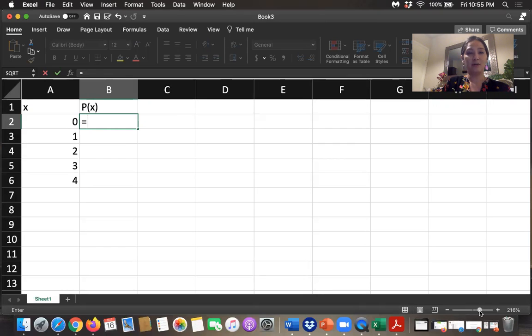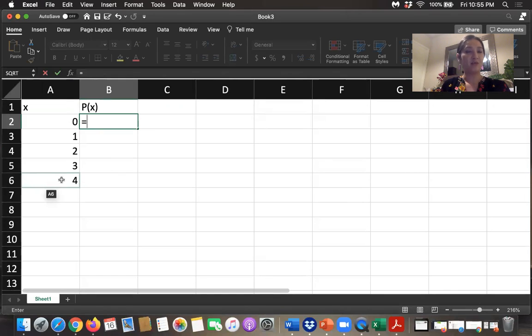Now, these are binomial trials, because within each trial, you could have a guess being correct or incorrect. So you've got 2 possible options. We have a finite number of trials. We've got 4 trials right here.